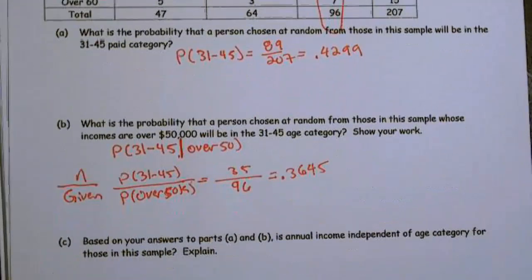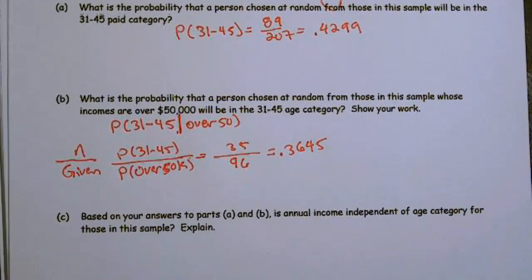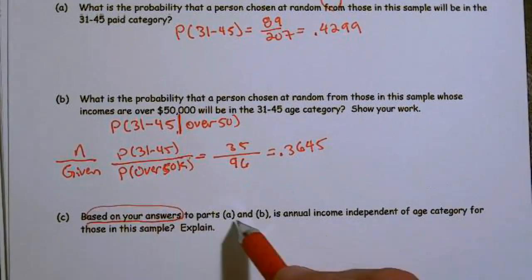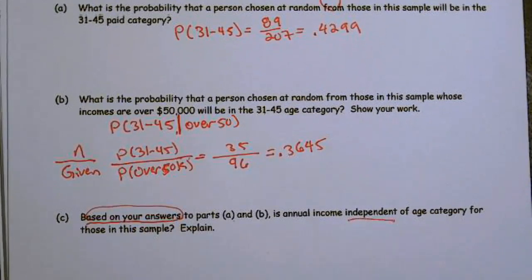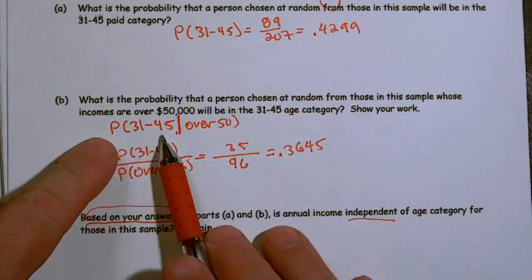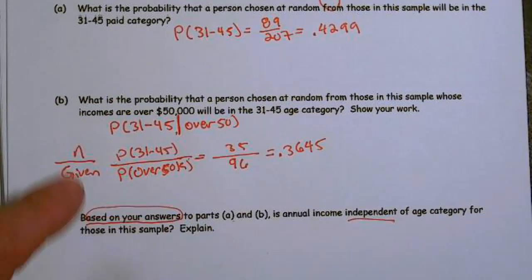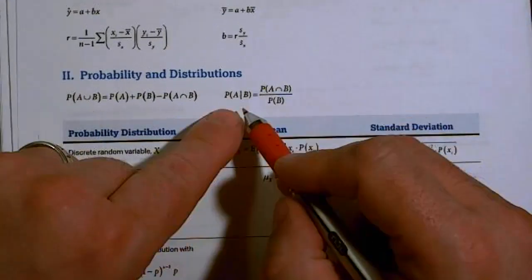All right. Based on your answers in parts A and B. So in other words, this is really key. We have to use parts A and B. Is annual income independent of age category for those in the sample? Notice I have a given here. That's really important. So I'm going to go take a look at my formula sheet because it may help me out a bit.